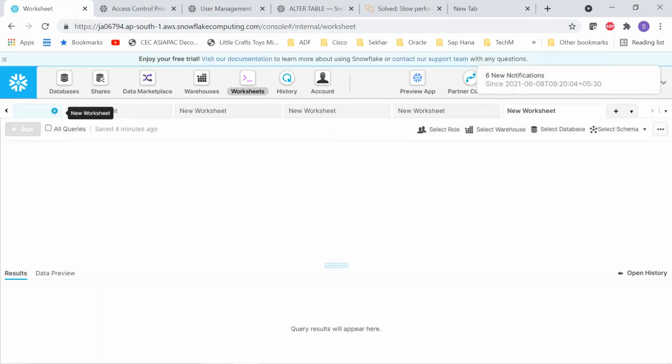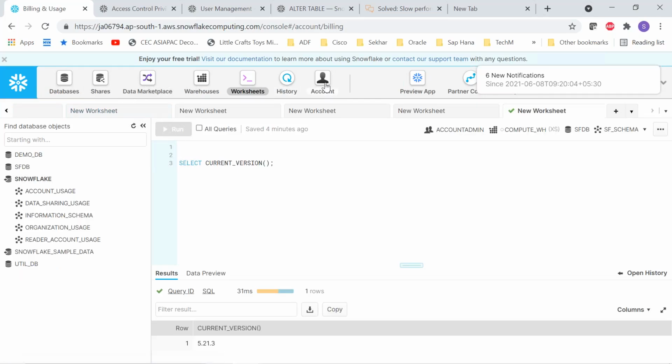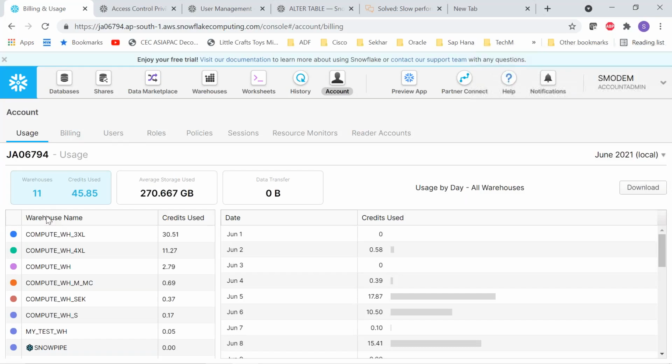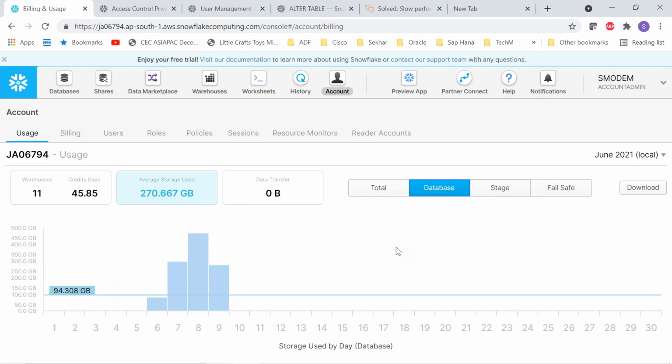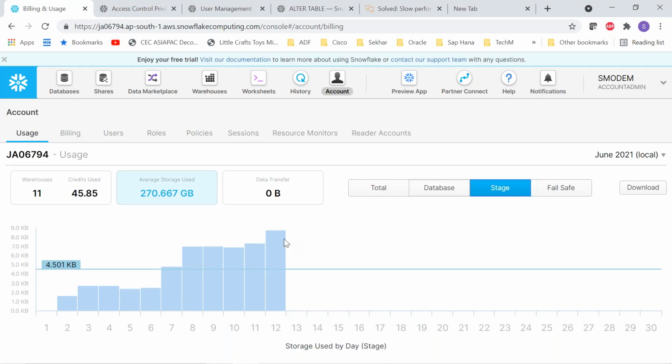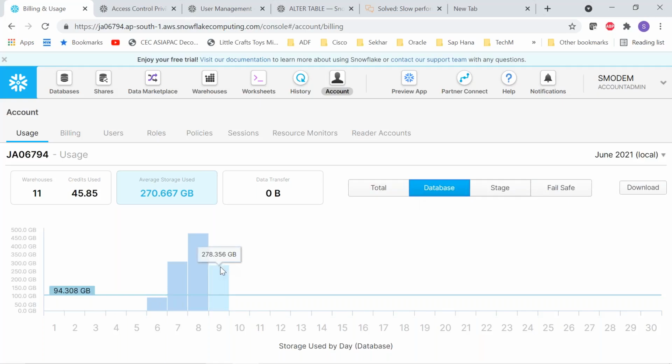account admin. Okay, click on the account admin tab. So you see this, right? Warehouses, and this is the storage. Click on it. I have 270 GB of storage. Yeah, I did some 10 billion records insertion and all this. This is the storage used, and if you look at the total database storage, I have this much, and stage storage I have 4.5 KB of 8 KB in my stage and database, and today I have about 278 GB. What tables are having 278 GB?